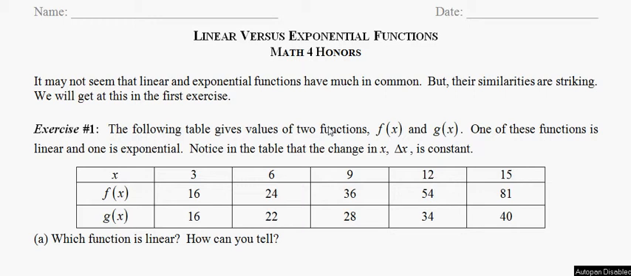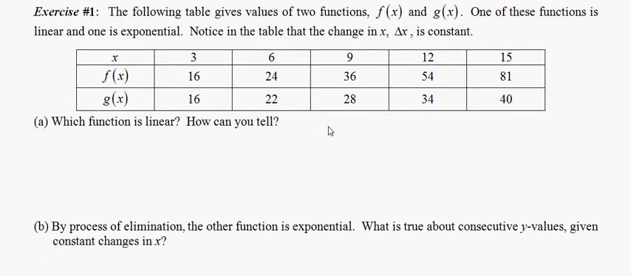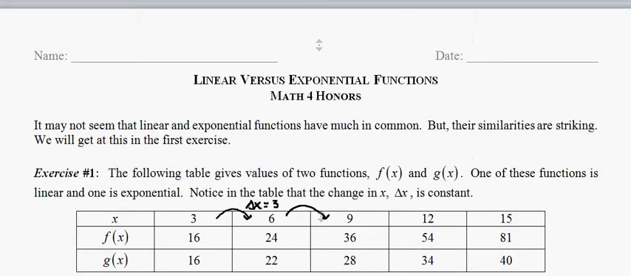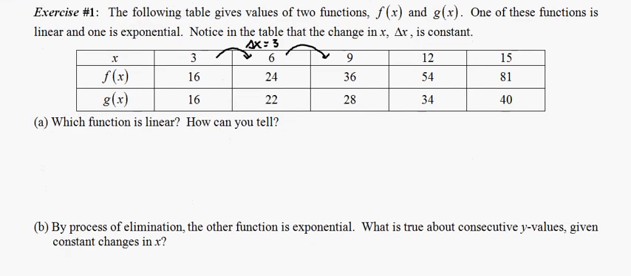And let's take a look at exercise 1 and see what you already know. All right, this is a good litmus test for you. In this exercise, what we have are two functions given in table form for various x values. And what you might want to note, and this is important, is that the change in x is constant. In other words, we are constantly adding 3, right? Our delta x is a positive 3 units whenever we go from one input to the next input. All right. So that's kind of important.